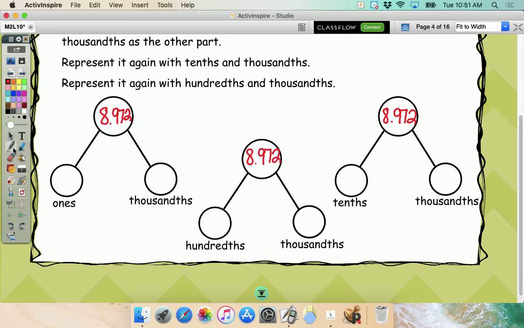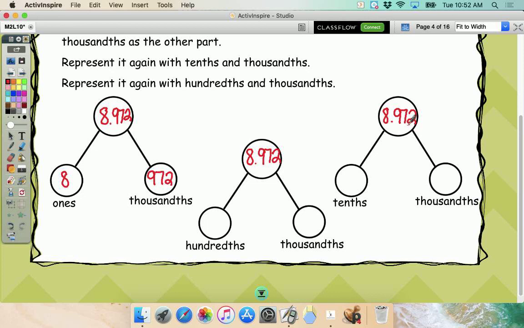So on this first one, how about table 5? Can you tell me, what do I write in the ones place? 8. And what do I write in the thousands? 972. Very good. Okay. And how about table 2?